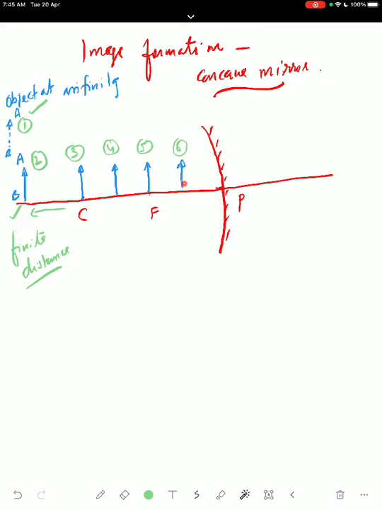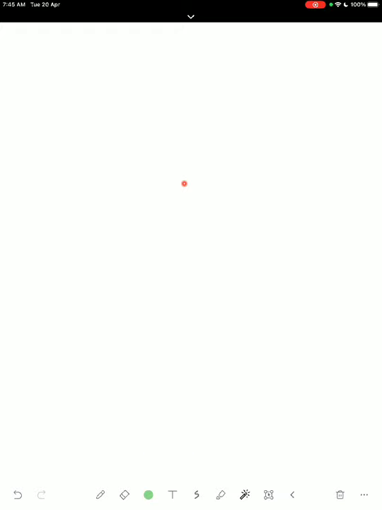Case 1: we discuss concave mirror image formation when the object is at infinity. For example, the sun. We get sun rays, and we can focus sun rays on a sheet of paper by using a concave mirror. That is the experiment here.